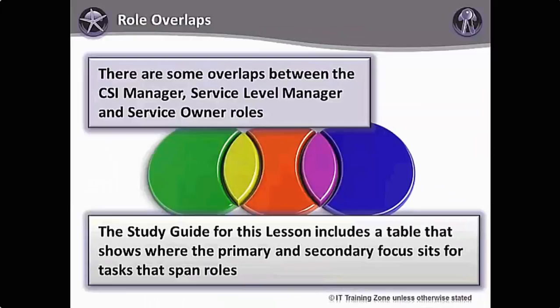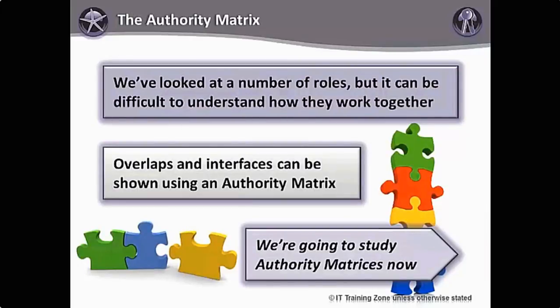There are some overlaps between three roles we've discussed in this course: Continual Service Improvement Manager, Service Level Manager, and Service Owner. The study guide for this lesson contains a table which shows where the primary and secondary focus sits for tasks that cross multiple roles. That concludes our look at specific roles associated with continual service improvement.